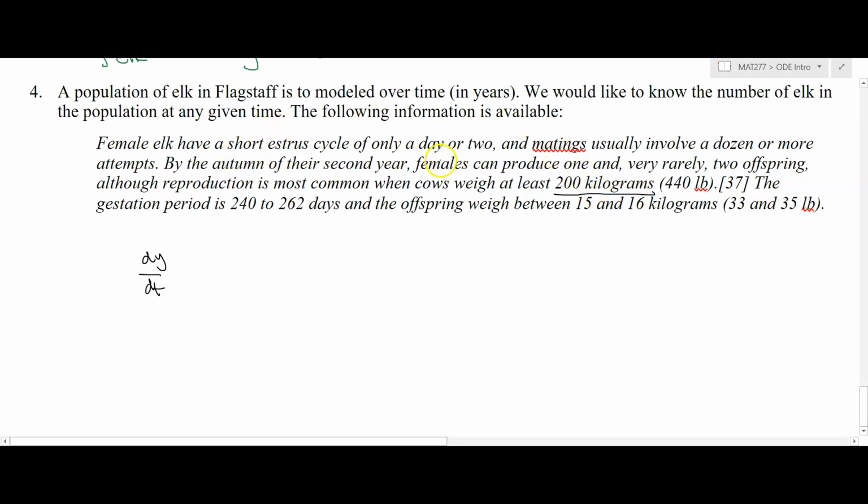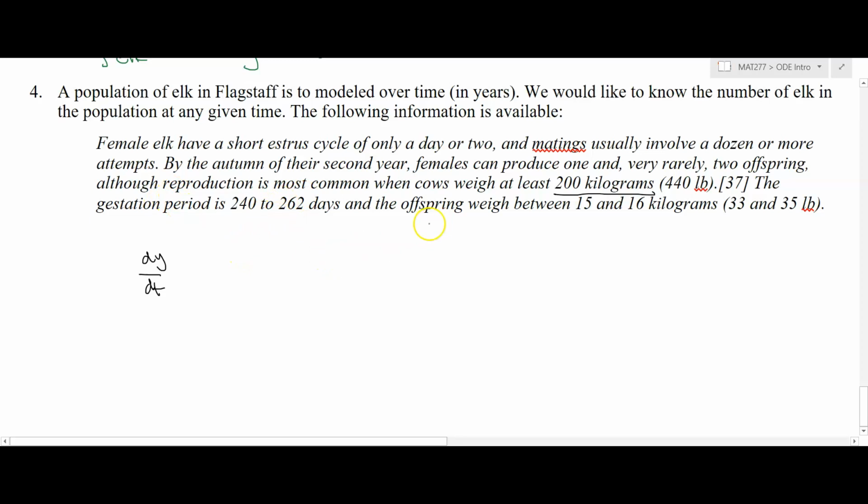Are they of the proper mass? This estrus cycle of only a day or two, I mean, that's negligible. That's really small in terms of years. So 1/365th is probably not going to have a huge impact. So I'm going to go ahead and ignore that for now. Dozen or more attempts at mating. I don't know how many times they mate. This doesn't give me enough information to go off.